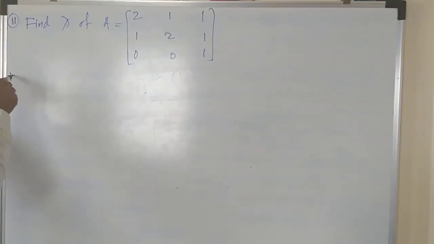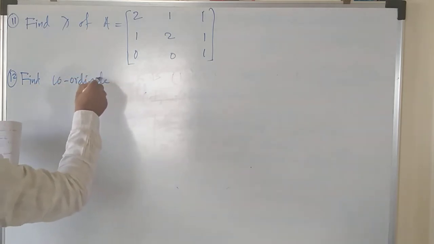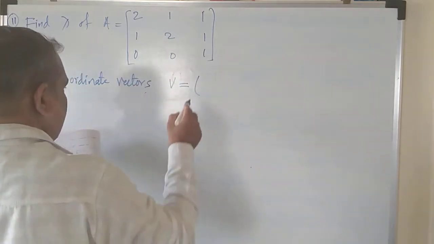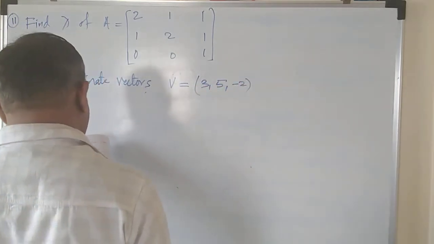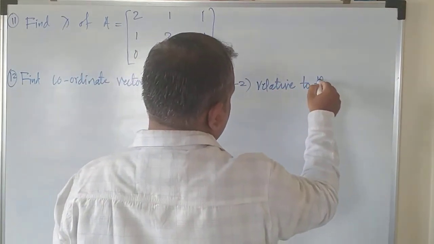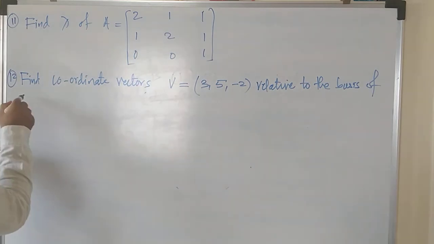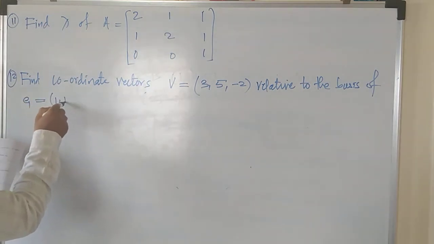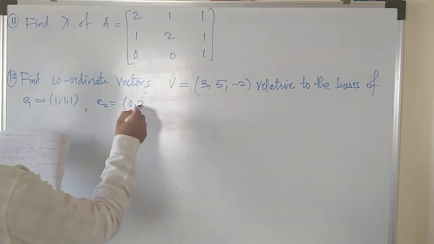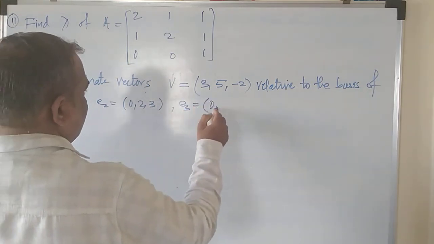Find the coordinate vector v equals 3 5 minus 2 relative to the basis E1 equals 1 1 1, E2 equals 0 2 3 and E3 equals 0 2 minus 1.